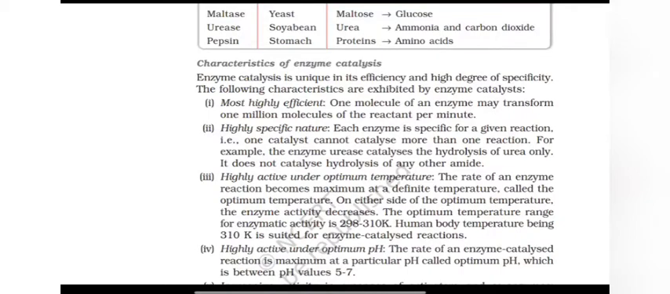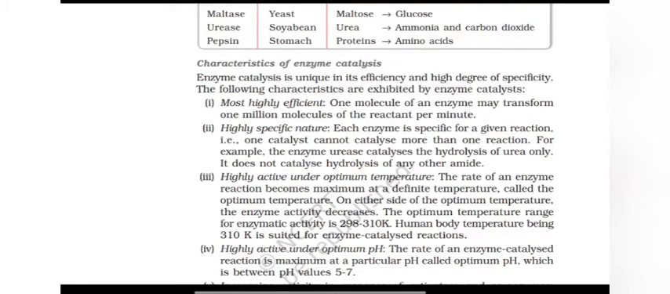Highly specific nature: each enzyme is specific for a given reaction, that is, one catalyst cannot catalyze more than one reaction. For example, the enzyme urease catalyzes the hydrolysis of urea only, it does not catalyze hydrolysis of any other amide.